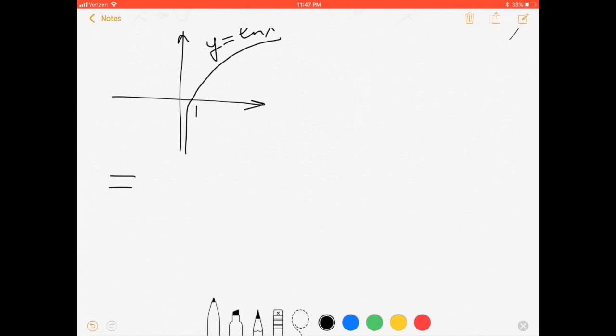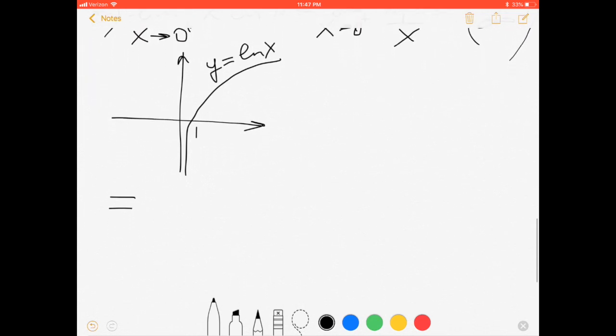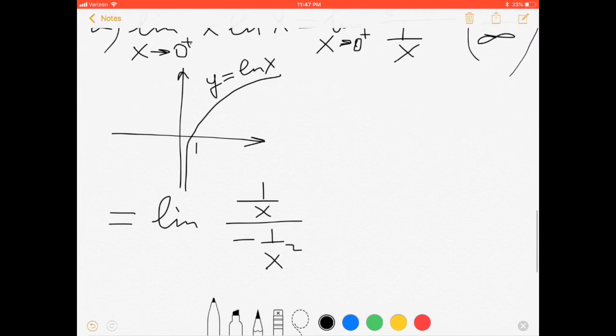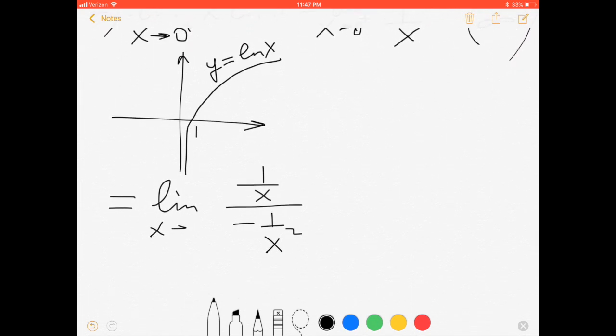And we can continue. What do we have here? Use derivatives: we have the limit. The derivative of natural logarithm x will be 1 over x, and here will be minus 1 over x squared, as x approaches 0.